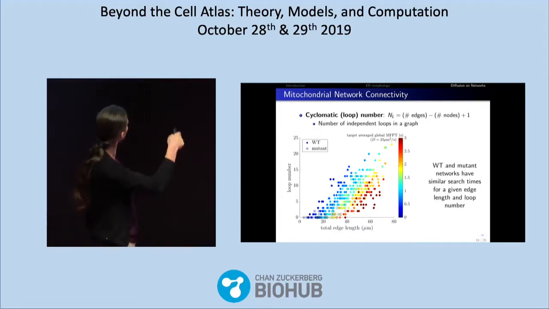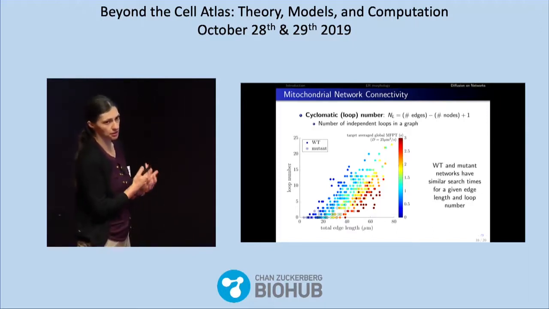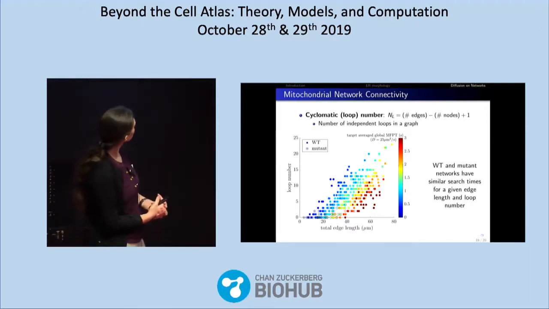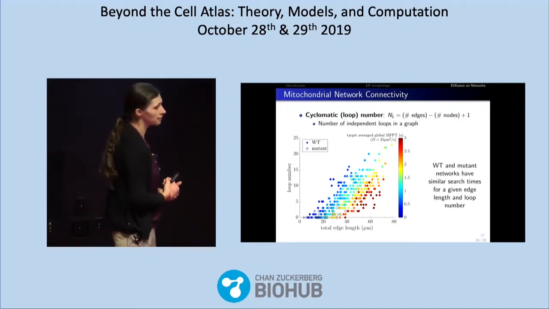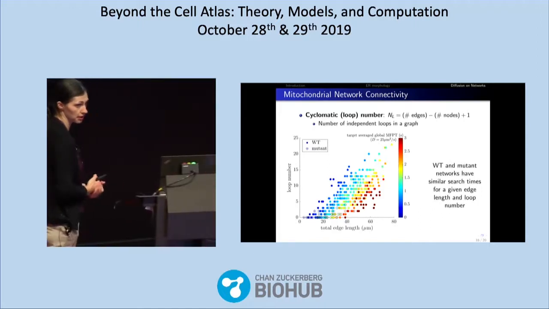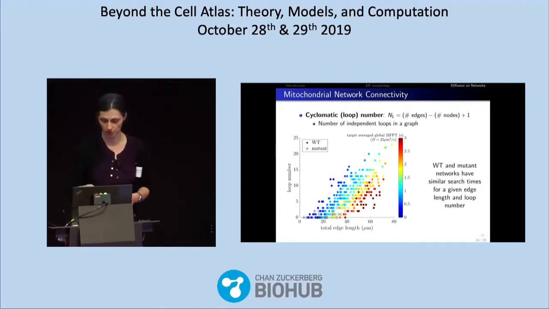So as you would expect, again, as you increase the total edge length, the search time increases. As you increase the loop number, the search time decreases. And interestingly, for the same total edge length and loop number, the wild type and mutant networks have very similar colors, very similar search times. So those two parameters seem to be mostly responsible for the difference between those two network types.